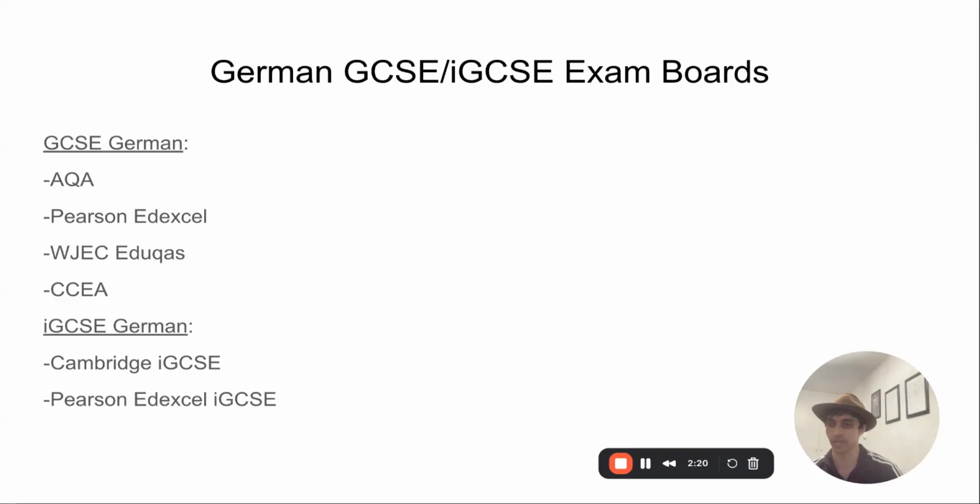Because these changes that I'm talking about from 2026 onwards for the German GCSE exams, they only actually affect 2 of the exam boards. So 2 very specific, but also very commonly taken exam boards. And those are AQA and Pearson EdXL GCSE. Not Pearson EdXL iGCSE. The iGCSE exam boards are not affected by these changes at all. And neither are WJEC EDUCAS or CCEA. But AQA and Pearson EdXL GCSE German exams, and indeed for any other modern language as well, for those 2 exam boards, from 2026 onwards, there will be certain changes.